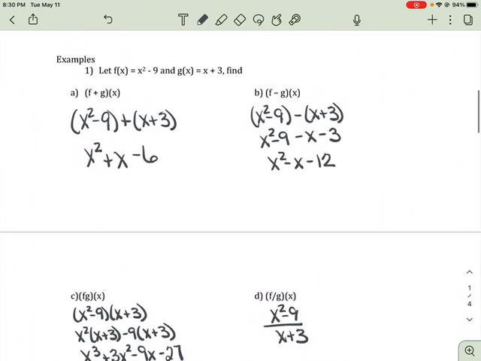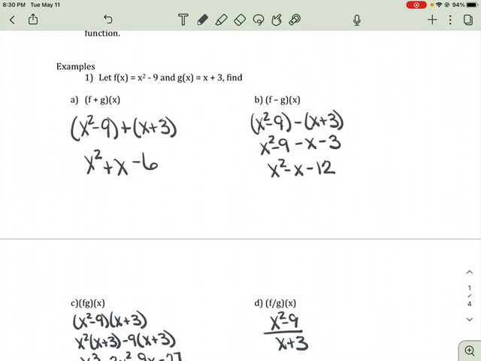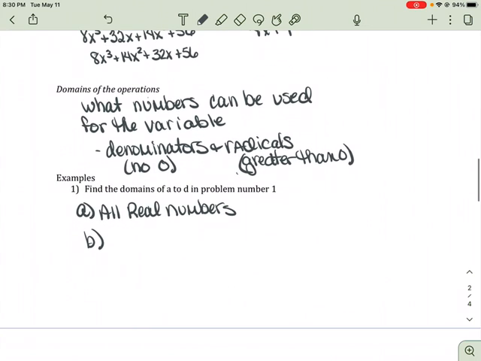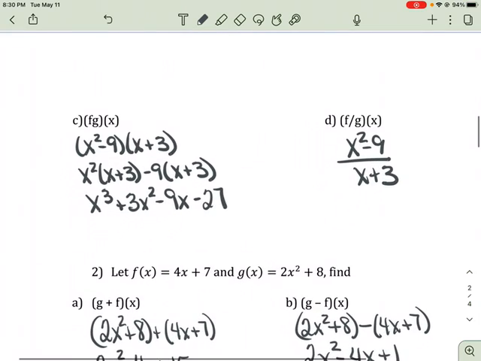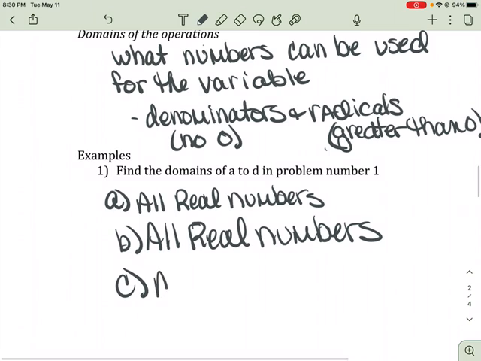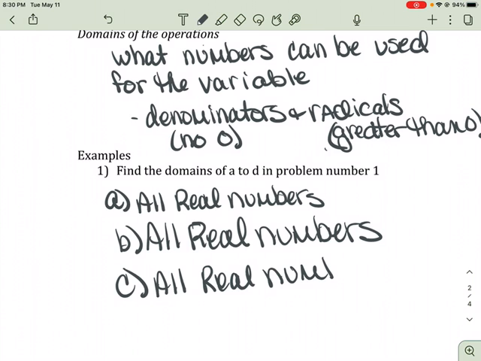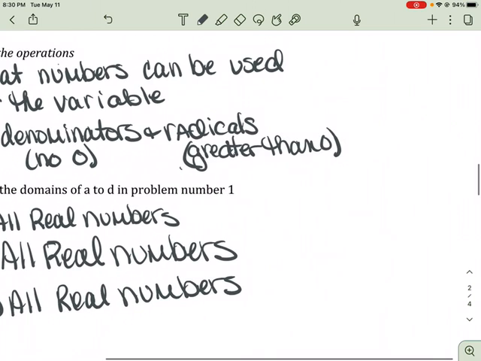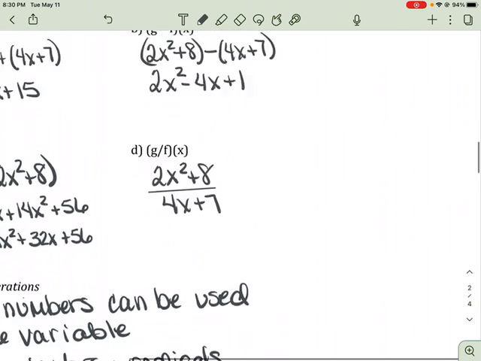Okay, let's talk about B. Again, all real numbers. There's no fractions, there's no decimals, everything works. And guess what for C? Look at that. No fractions, no decimals, all real numbers. Okay, let's talk about D.